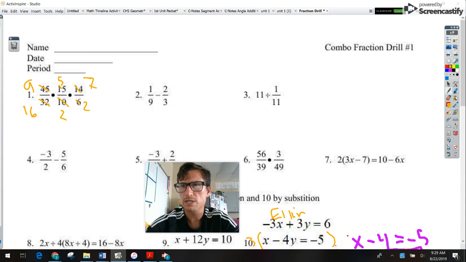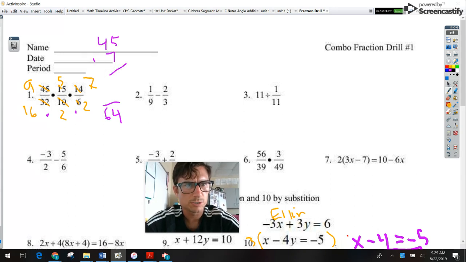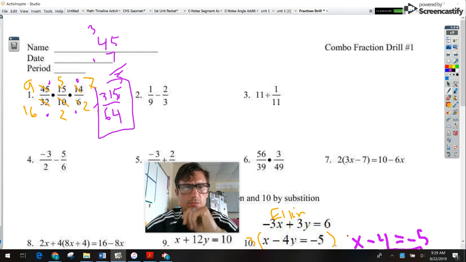So now we do top times top, bottom times bottom. 16 times 2 is 32. 32 times 2 is 64. Now we have 9 times 5 is 45. We can do this out to the side: 45 times 7. Remember, you're going to multiply these top numbers. It's 35, 28, plus 3, so that's 315. And we'll leave it just like that. All right, that was it. That's how you do that one.